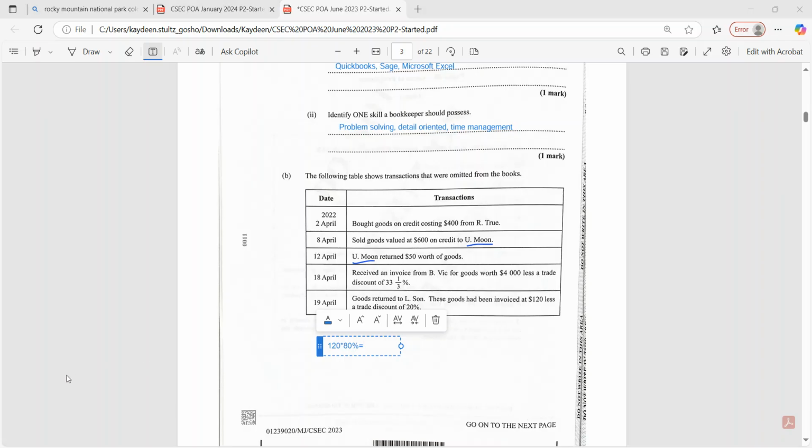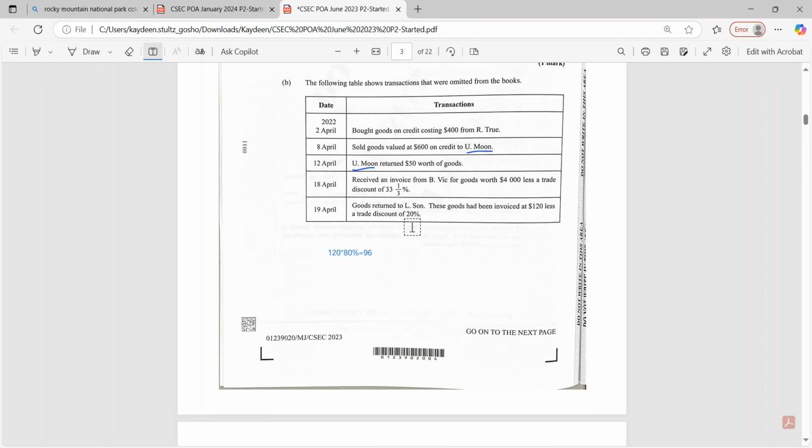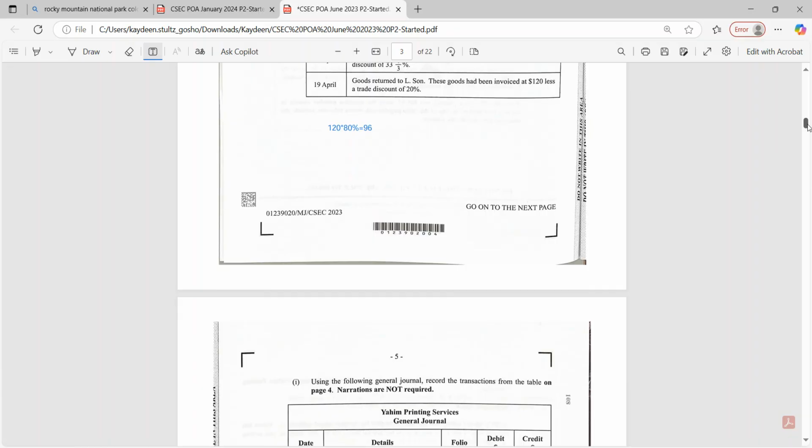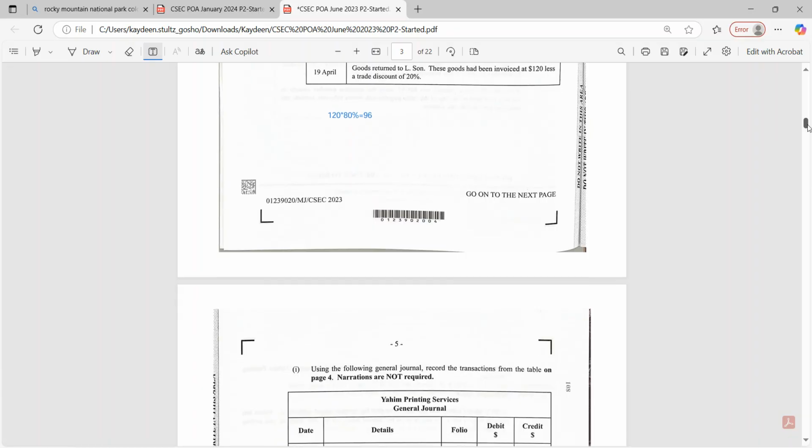So in this case, 120 multiplied by 80% will give you 96, right? So this is a figure less the discount. So anytime you want to find a figure less a discount, you put the rest of the percentage in your calculator. So instead of 20, we put 80. Remember, there is 100 as a whole. So if we have 20 as discount, the other 80 must be what we collect.